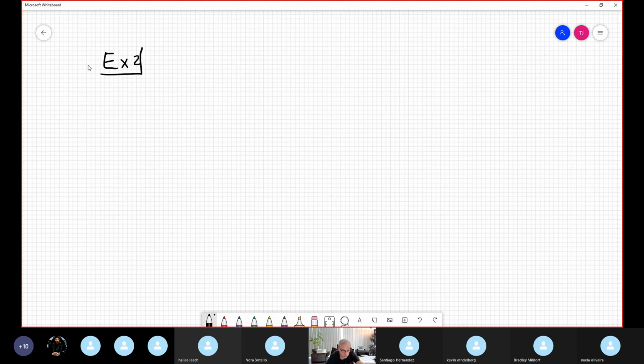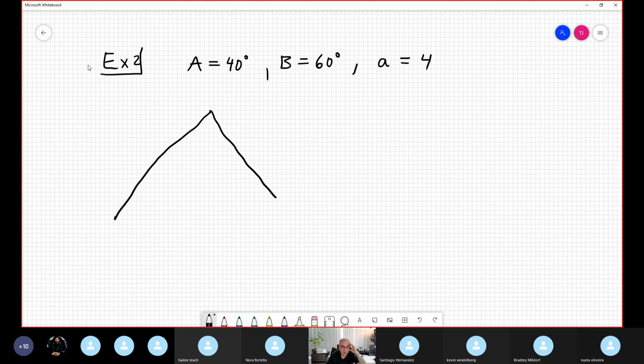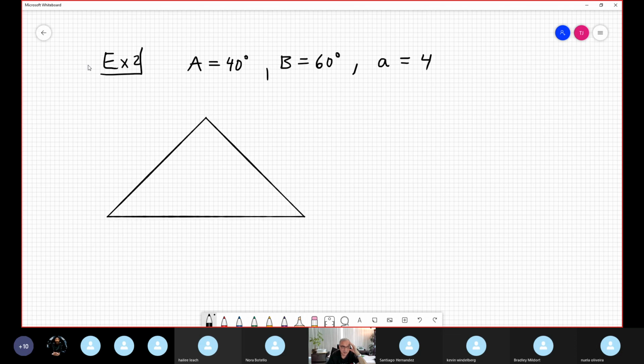Okay, in example 2, the information given is a little bit different. Angle A is 40 degrees, angle B is 60 degrees, and little a is 4. Wow. So I do my triangle. I have no idea how it looks like. There are possibilities.